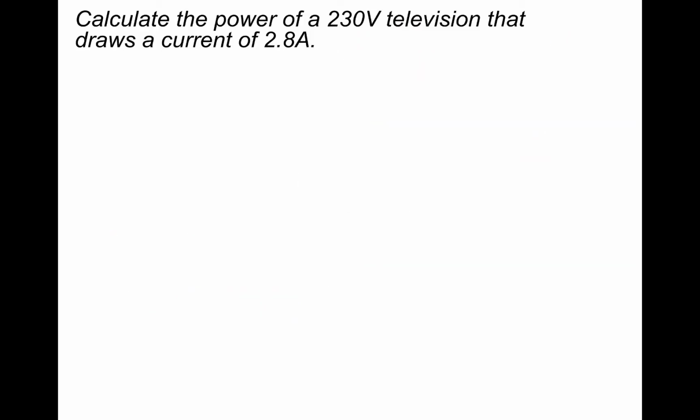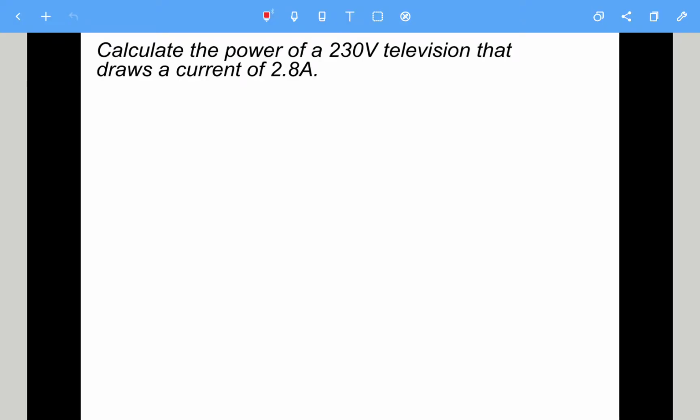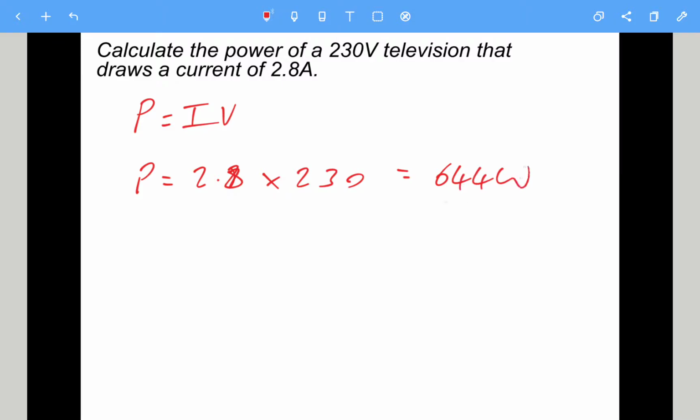So let's do some calculations. On these questions, if you want to pause and have a go, then I'll take you through the answers. The first one's relatively straightforward. Calculate the power of a 230 volt television that draws a current of 2.8 amps. So P equals IV, power is current times voltage. Then just multiply the numbers: current is 2.8 times a voltage of 230. Pop that in your calculator. That gives 644 watts.